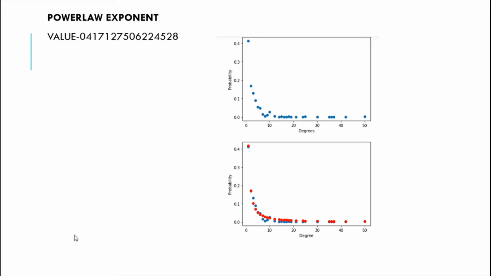Power law exponent. For the power law exponent I plotted the degree distribution and fitted a power law curve. The value for the power law exponent came out to be 0.417. You can see in the graph I plotted, I fitted the exponent.